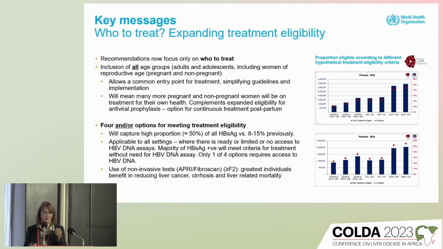So key messages, and as I said, I can't share with you specific recommendations at the moment. The key focus now is on who to treat, with really little mention of who not to treat, and the inclusion of all age groups, including adolescents, that have really not been part of the guidelines in the past. And this expansion in eligibility includes women of reproductive age, be they adolescents or adults, pregnant or non-pregnant.